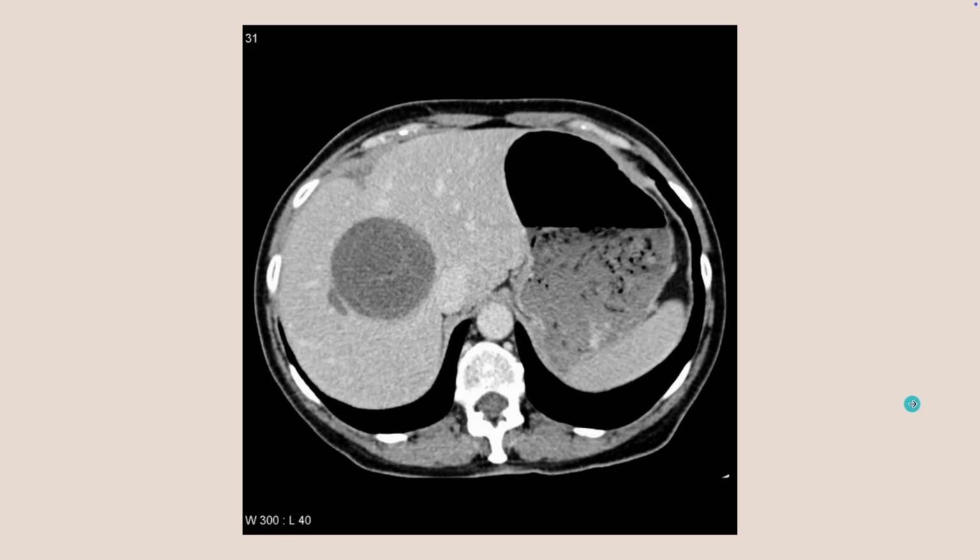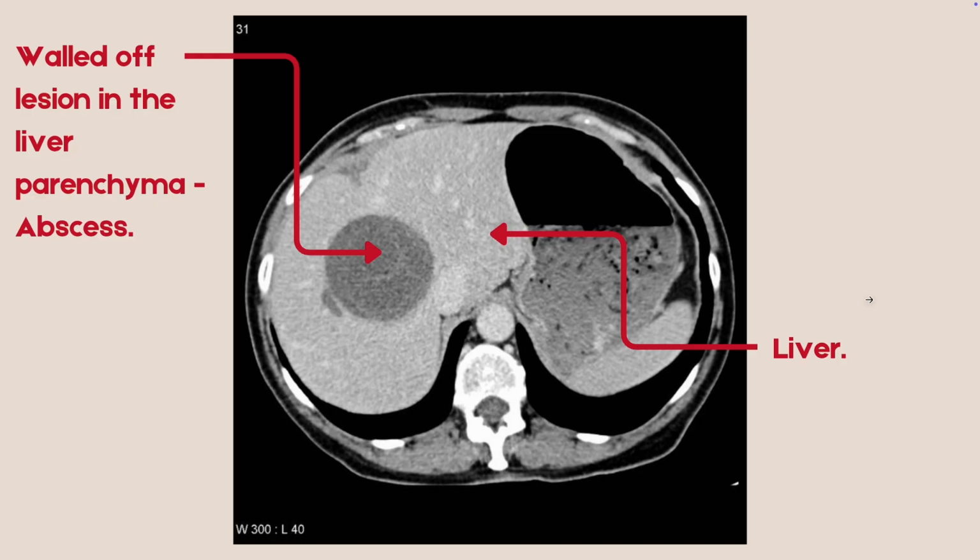So what does this look like? It's a very straightforward CT. This big white thing is your liver. Then you have a little hypodense mass inside the liver. It's very homogeneous, very clearly demarcated. So this looks like an abscess. So this is a liver abscess.